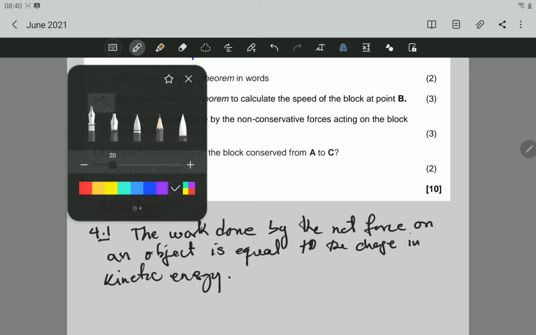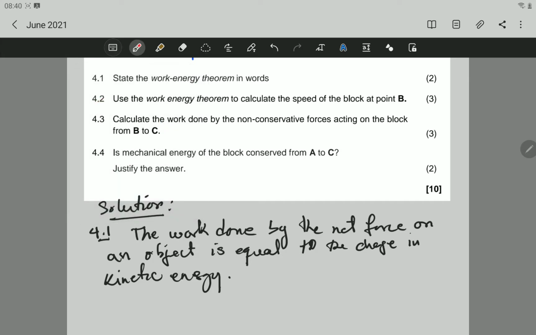Now, there are two marks for this equation. The work done by a net force, important here, the work done by net force is the same as saying the word net. So you can say work net, and you will still get the mark, okay? Work done by the net force is the same as work net, on an object, is equal to the change. Many learners forget to write the word change, and then you are not going to get the mark. So it's not just equal to kinetic energy, it's equal to the change in kinetic energy.